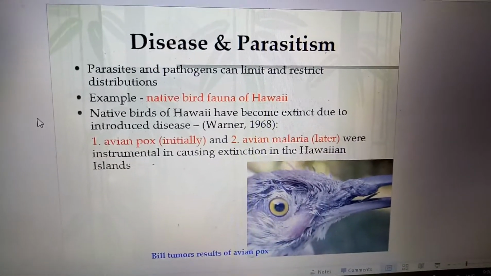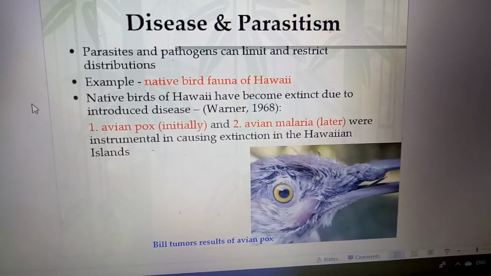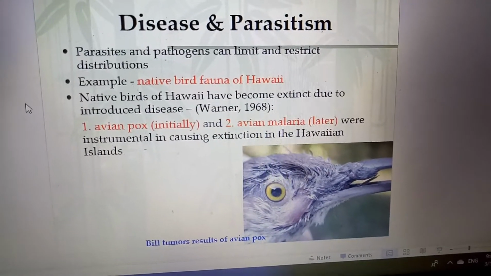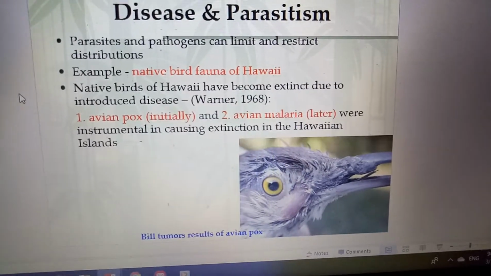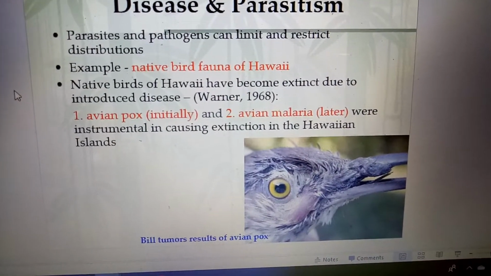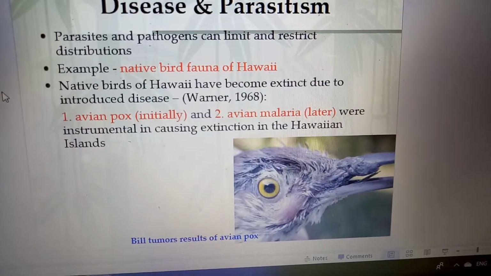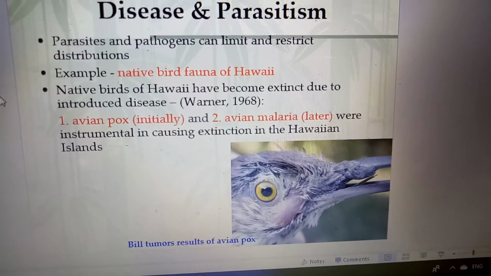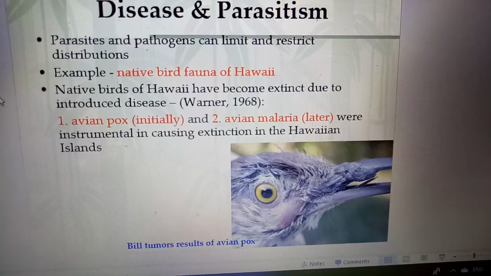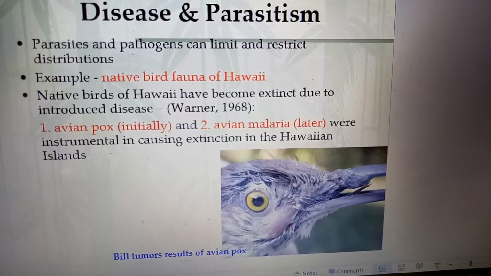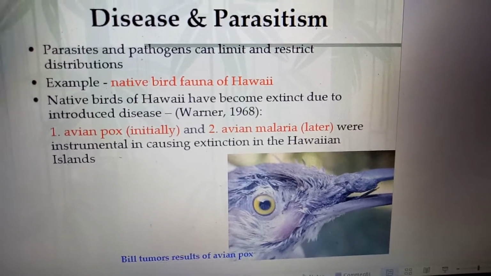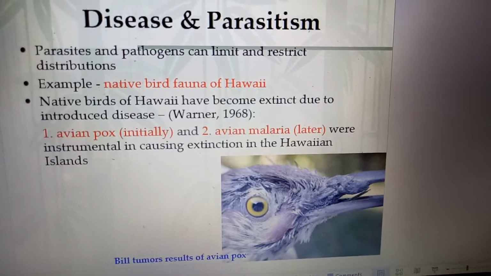Okay, as you can see from here, this is about parasites and pathogens that limit and restrict distribution. For example, the native bird fauna of Hawaii. Native birds of Hawaii have become extinct due to introduced disease, noted in 1968, because of avian pox initially, and number two, avian malaria, which later were instrumental in causing extinction in the Hawaiian Islands.